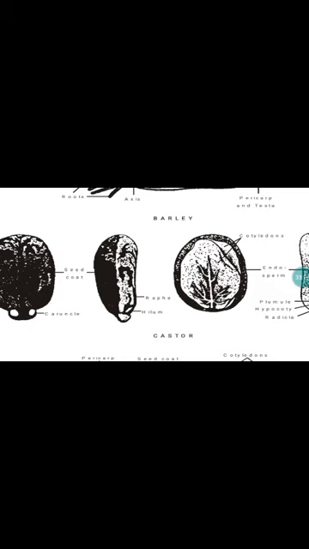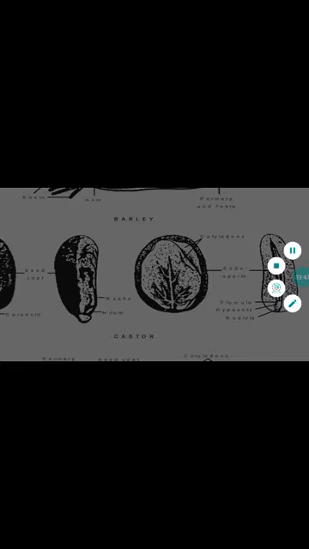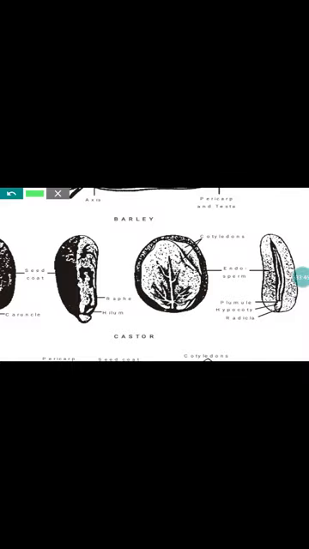Once you remove that, the entire internal content is again surrounded by one more layer. That layer also we have to remove. Once you remove it, you can see a solid white colored thing. Laterally you have to open it, so you have to divide that seed into two halves.